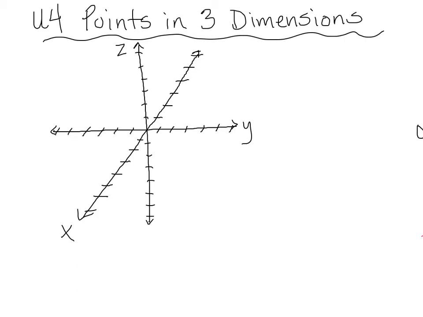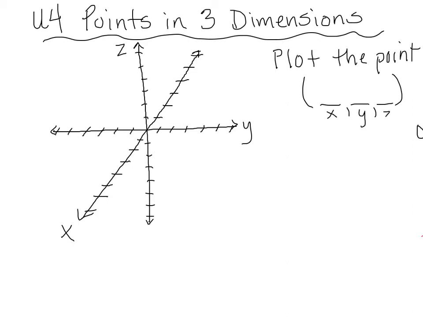So we're going to practice plotting our first point. Remember, these are ordered triplets. So we're going to have 3 numbers, an X, a Y, and a Z. For this example, we're going to plot, let's see, +3, -2, and +4.